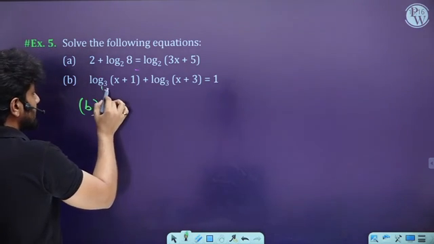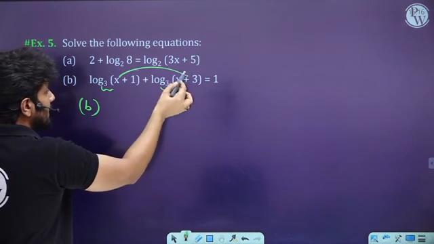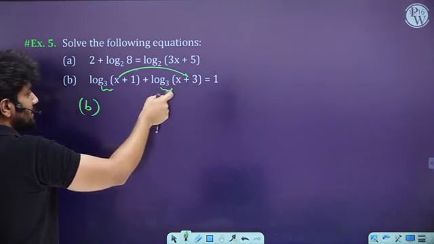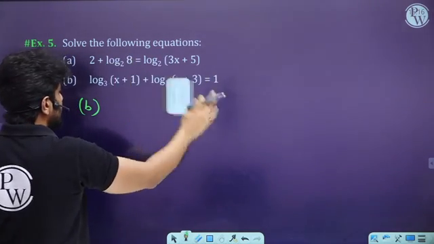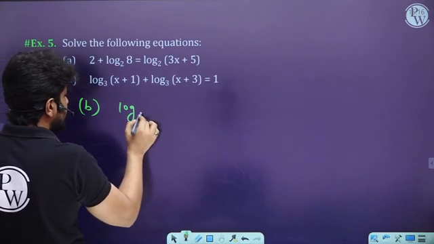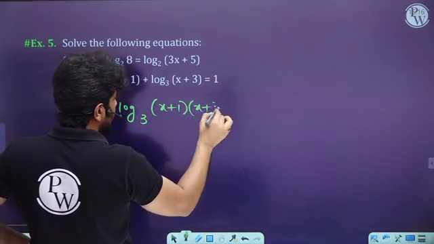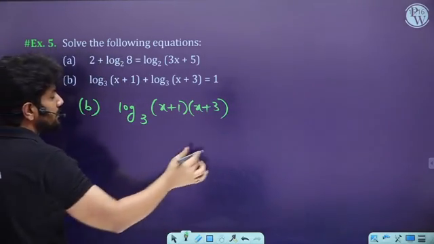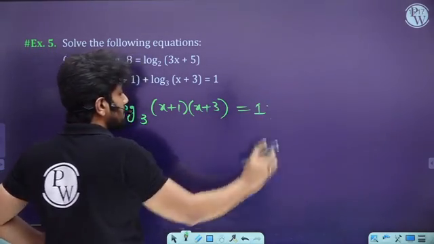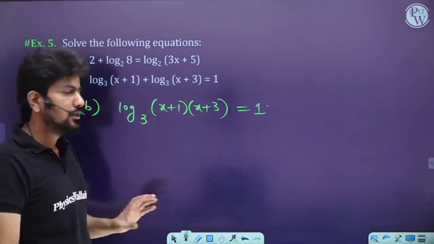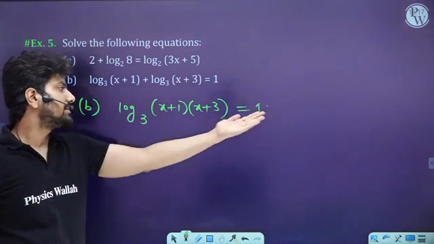So here we have the same base, so we can multiply these numbers. Log of x plus 1 to the base 3, log of x plus 3 to the base 3. Because the base is the same, we can multiply these numbers. We can write this as log of (x plus 1) multiplied by (x plus 3) to the base 3. We can write it like this. Okay. Now we can apply the Bahubali method. Log of something to the base something is equal to this.